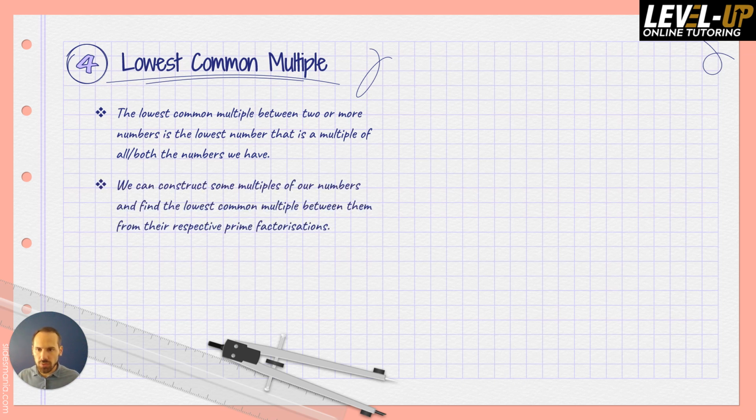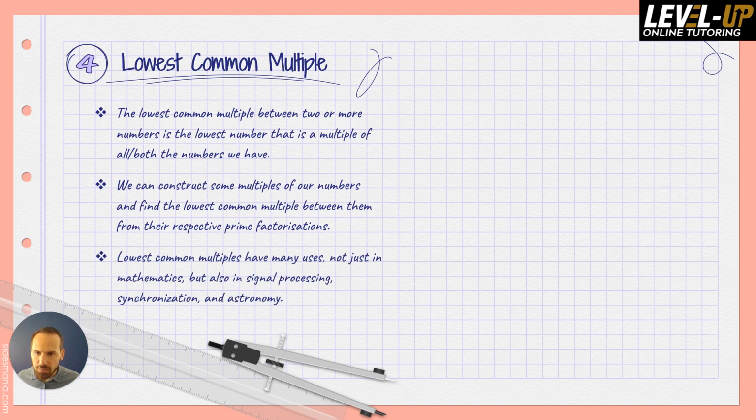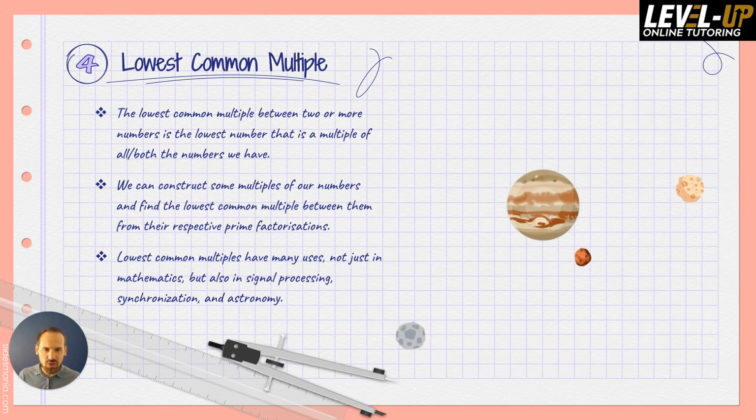We can construct some multiples of numbers and then find the lowest one from them by, again, using the prime factorizations. And again, this has many uses, not just in math. There's things like signal processing and astronomy. I'll give you an example again from astronomy, a really interesting example using the orbits of the moons of Jupiter. They have something known as a resonance, and you'll see every so often they line up at the top. For every one time the grey one goes round, the yellow one goes round twice, the red one goes round four times, and then they all line up.